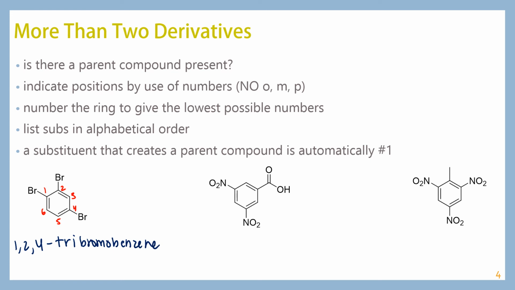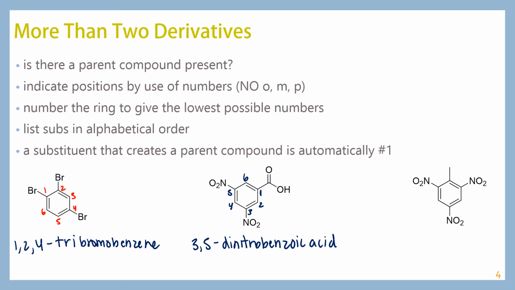In our next compound, we actually do have a parent compound, and so that simplifies it for us. This is automatically carbon number 1. Now, if we go clockwise or counterclockwise, it doesn't matter. We get to the nitros in the same amount of time. So we are going to call this 3,5-dinitrobenzoic acid. So notice I'm not saying 1,3,5 because this is automatically carbon number 1. We don't need to say 1,3,5.